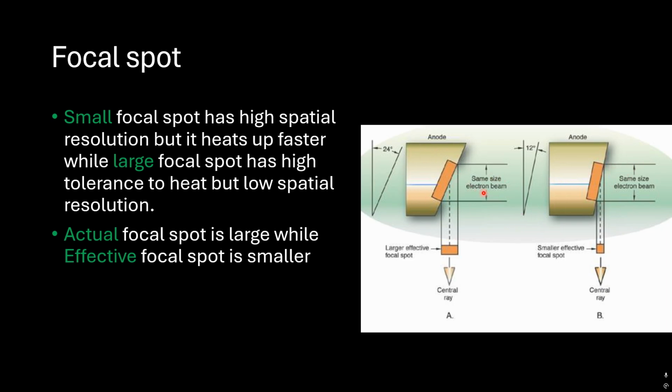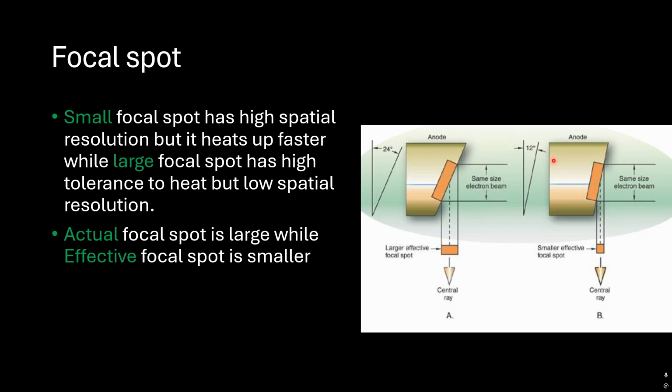Here we have a small focal spot and here we have the large focal spot. As we can see here, the electron beam is the same, but the difference in angle between this anode and that anode will make our focal spot either smaller or larger. The actual focal spot is large while the effective focal spot is smaller. We can see here the actual focal spot is much larger than the effective focal spot that will generate our image. Even for the small angle here, we can see this is our focal spot. It will produce an even smaller effective focal spot. So the actual difference between these two is just the angle.